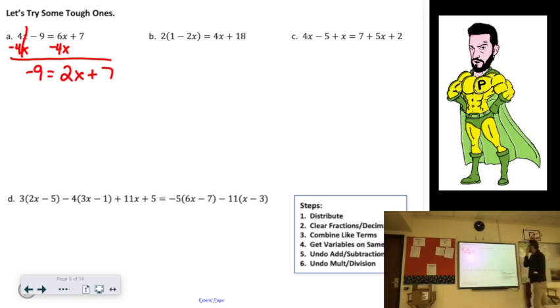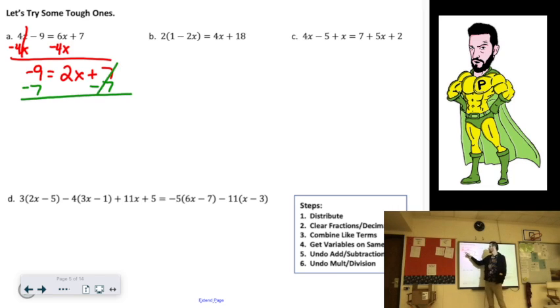Step 5 says work on the side with the x's and get rid of addition and subtraction. Plus 7, its inverse operation to cancel it out would be minus 7, because that would give us 0. Negative 7 minus 9 is negative 16 equals 2x. The last step, undo multiplication and division. 2x, because 2 times x, so we would have to divide by 2. Negative 16 divided by 2 is negative 8.